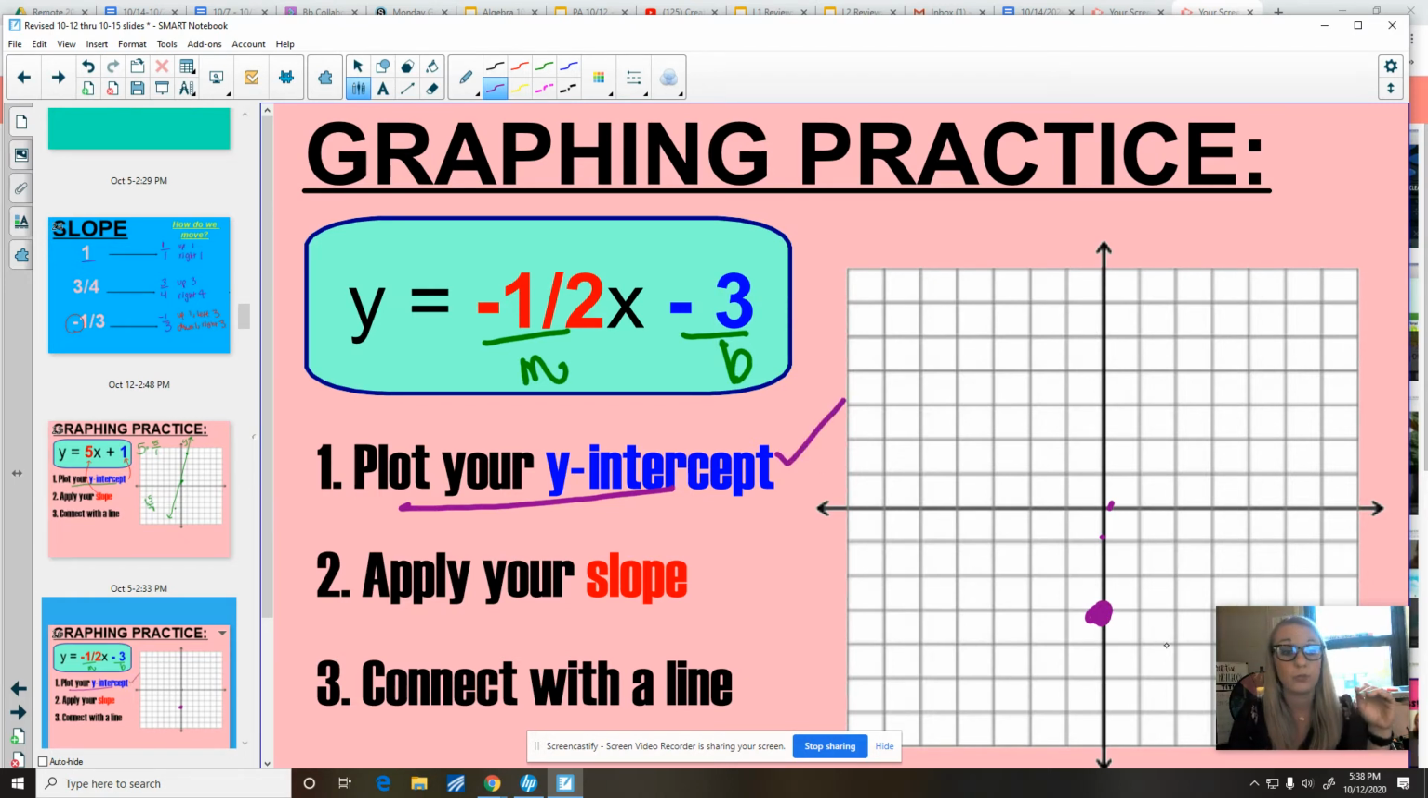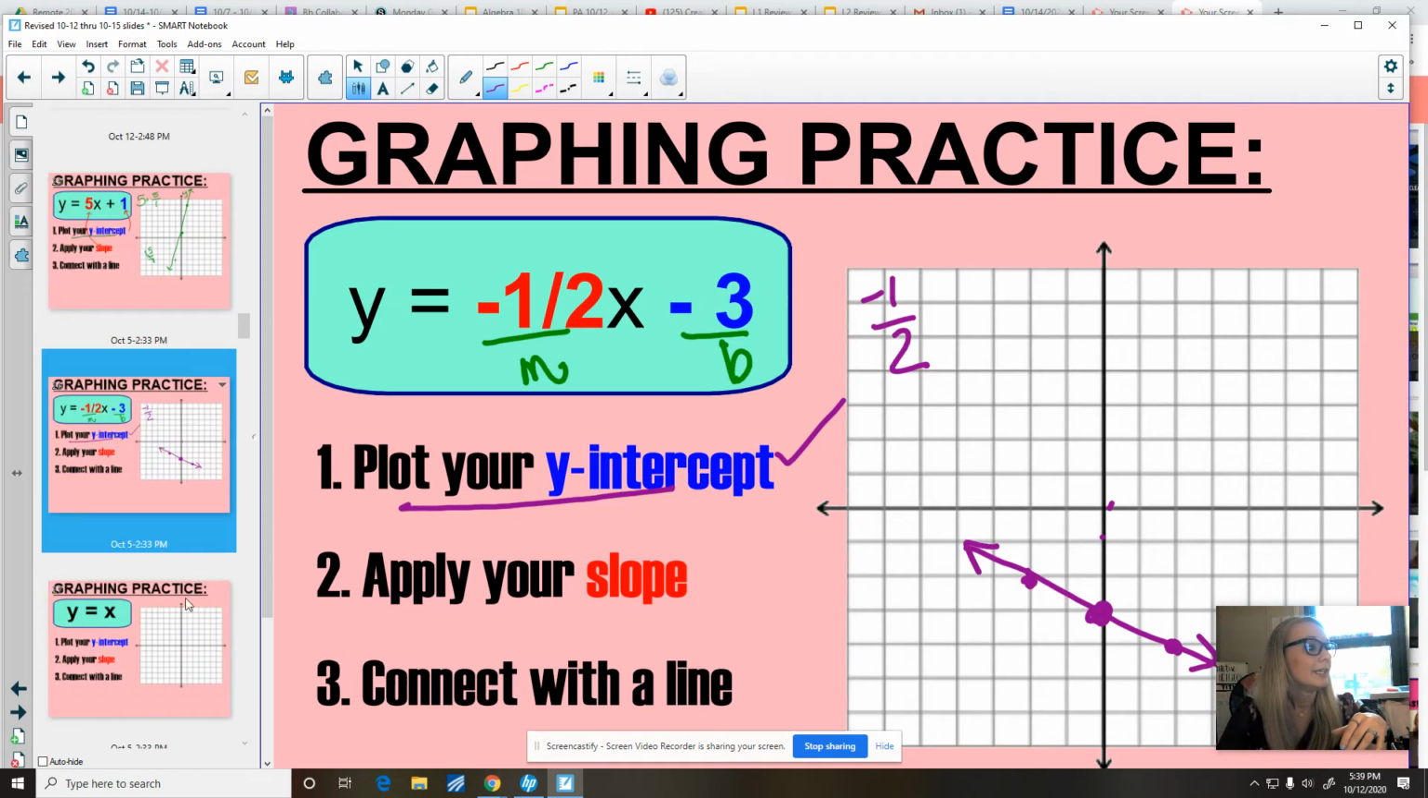Then I need to apply my slope. So I'm going to show you both ways to do that. It's a negative 1 over 2. So I've got 2 options. I can either go down 1, right 2, or I can go up 1 and left 2, as long as one of your directions is negative. Okay, that line is much better.